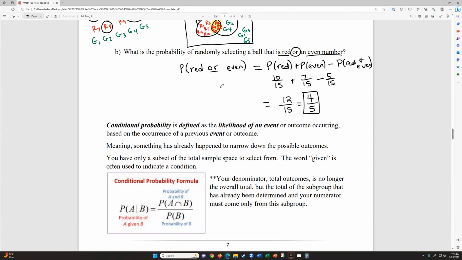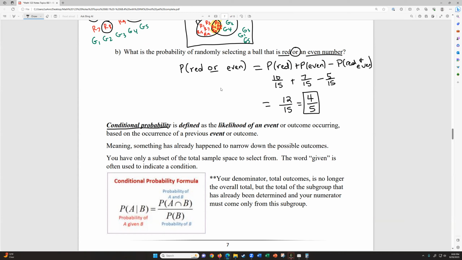I have a lot better chance of it actually being a heart if I already know that it's a red card. So that's kind of what these probabilities are. So meaning something has already happened to narrow down the possible outcomes. So our denominator will not be total possibilities when we do conditional probability. The denominator will be the thing we already know. We know something about the item or the event. So you only have a subset of a total sample space to select from.